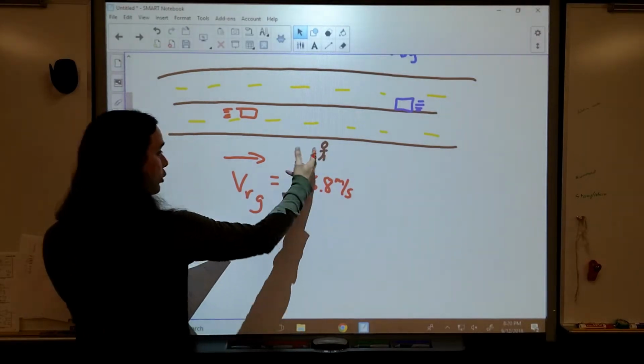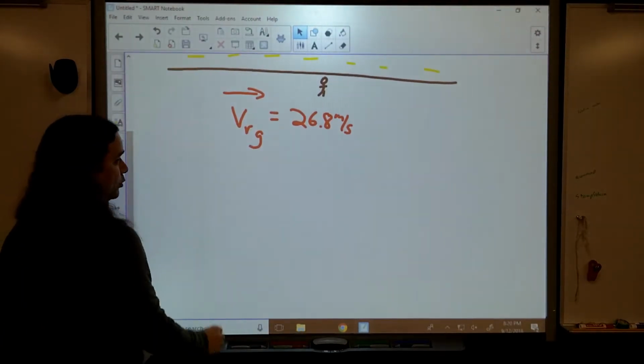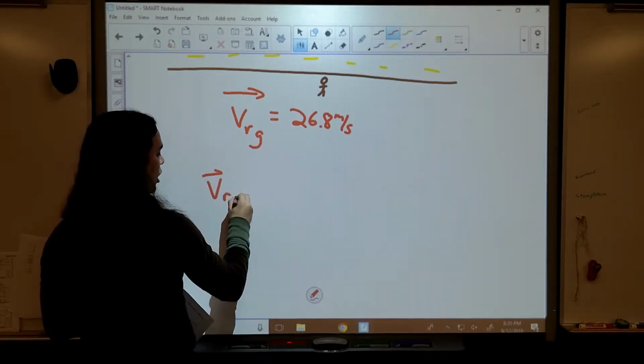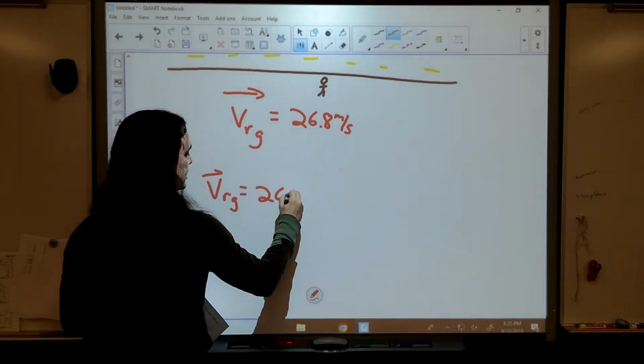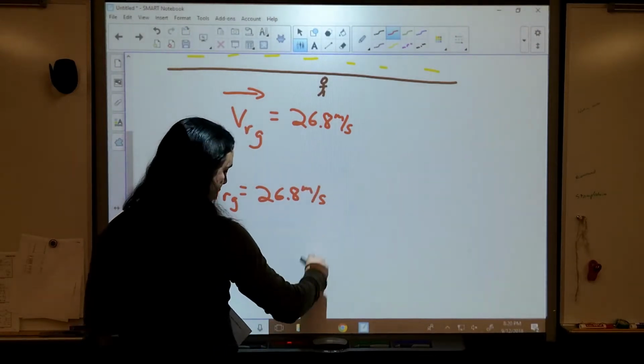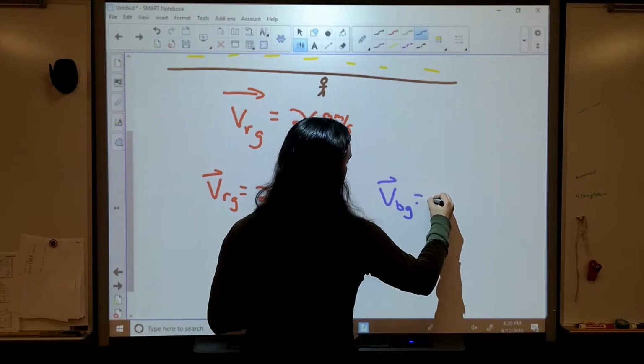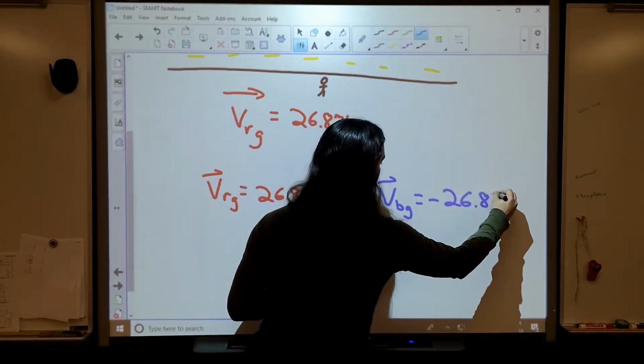Well, I'm going to have to work through the common thing that they have, which is the ground. So I can do the following. The velocity of the red car with respect to the ground is 26.8 meters per second, and the velocity of the blue car with respect to the ground is equal to negative 26.8 meters per second.